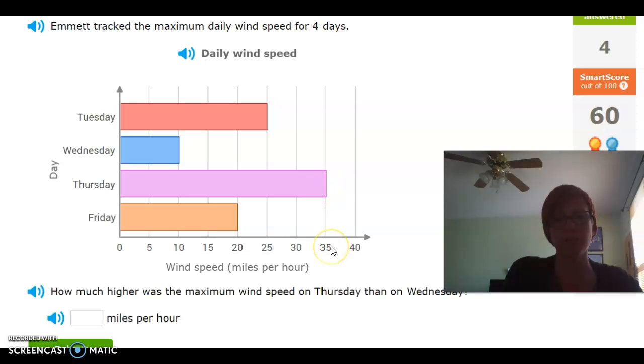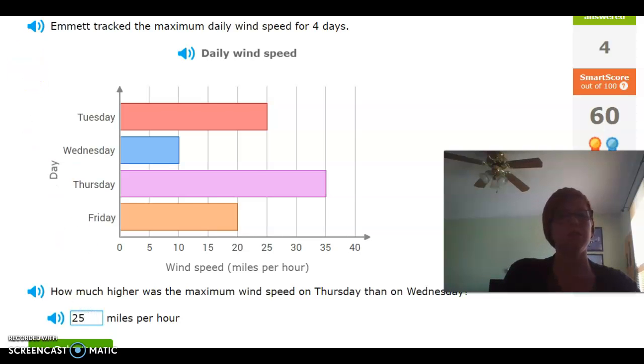So let's look at Thursday. Thursday, the wind speed was 35 miles an hour. Wednesday, it was 10 miles an hour. So what's the difference between 35 and 10? Or what is 35 take away 10? Well, that is 25, and we can double check our work by counting by fives all the way up to 35, starting at Wednesday and going 5, 10, 15, 20, excuse me, 25. So how much higher was the maximum wind speed on Thursday than on Wednesday? It was 25.